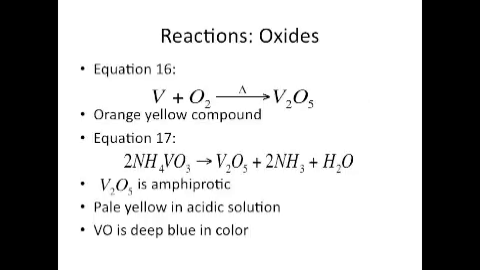Vanadium-5 oxide forms when vanadium metal is heated. In the presence of excess oxygen, an orange-yellow compound will be yielded. Heating ammonium metavanadate could also yield vanadium-5 oxide, water, and ammonia. The structure of vanadium-5 oxide is quite complicated, but it was found that it consists of VO5 units that have a trigonal bipyramidal geometry.